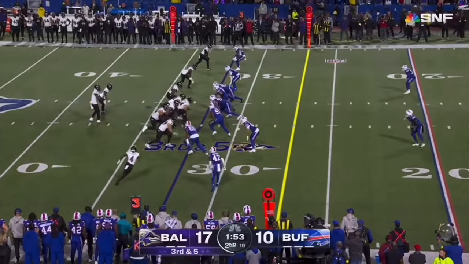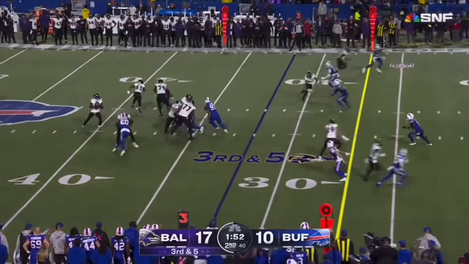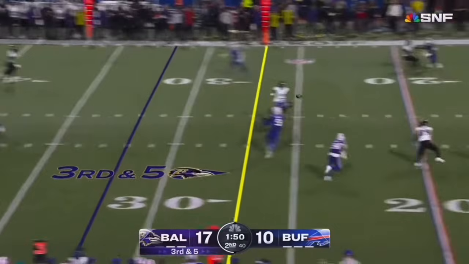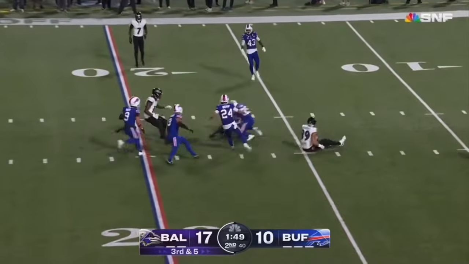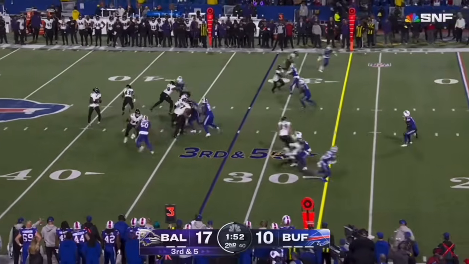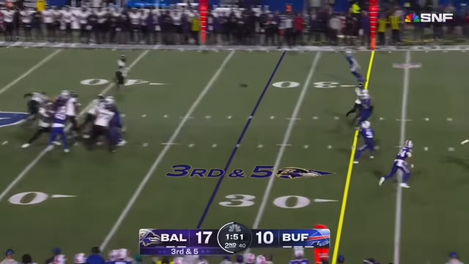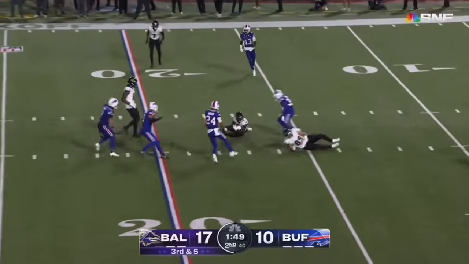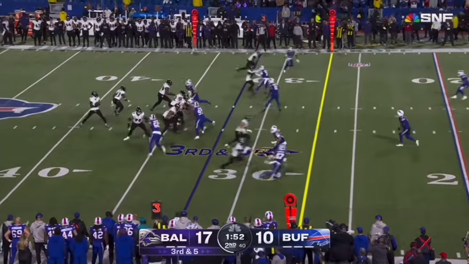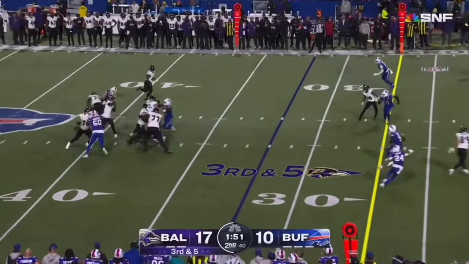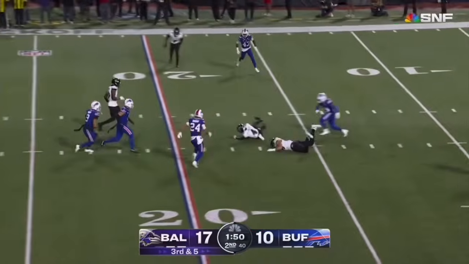So right here, they get Zay Flowers going in motion, and he pretty much just runs an in-breaking route and was able to make a very difficult catch. But just look at the speed, man. Look at the distance that he's able to cover in such a short time frame. Like I said, man, for a much bigger corner, he is a nightmare. He is a mismatch nightmare for them.